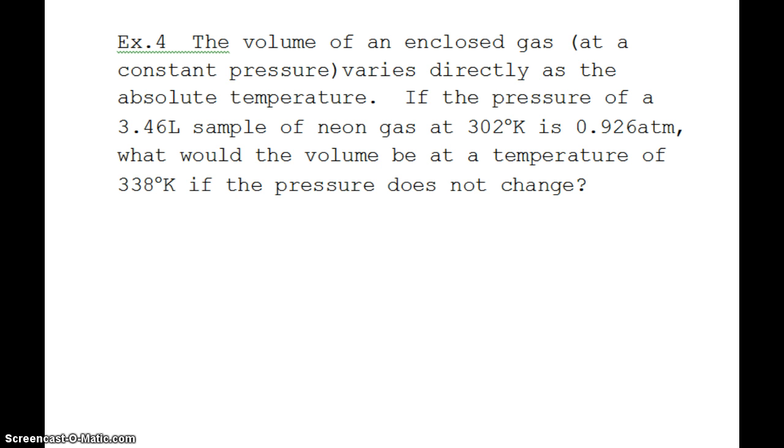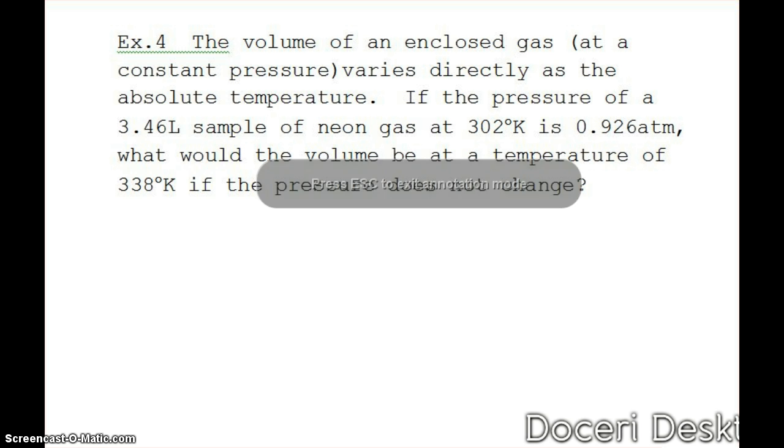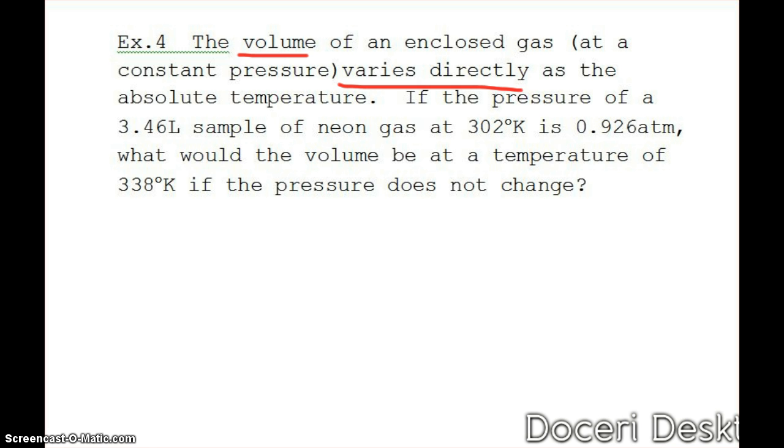It looks like a bigger problem than it really is. We're just going to take a look at that very first sentence, and that's going to give us our equation. The volume varies directly, so that's where we're going to put our K, as the temperature. Volume equals K times T. That's our basic formula there.